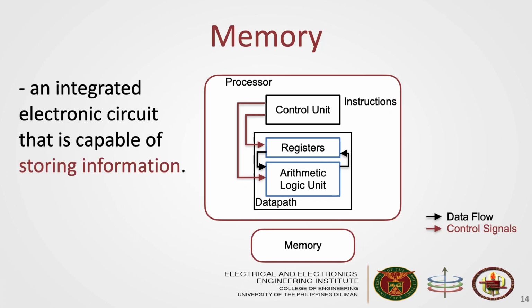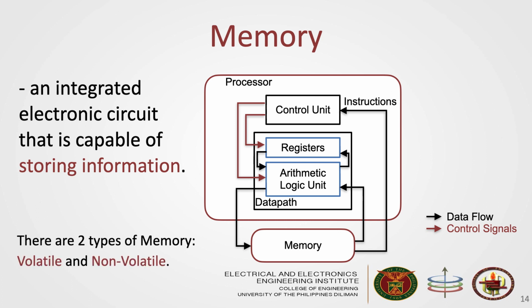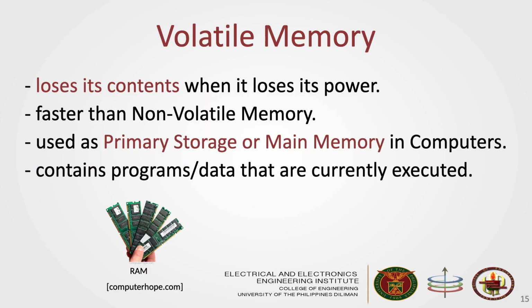The instructions and data used by the processor are both saved in the memory. Like the processor, the memory is also an integrated electronic circuit that is capable of storing information. Memory can be either volatile or non-volatile memory. Volatile memory loses its contents when it loses its power.